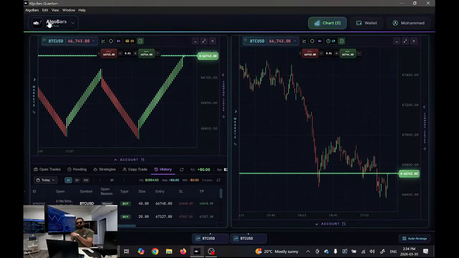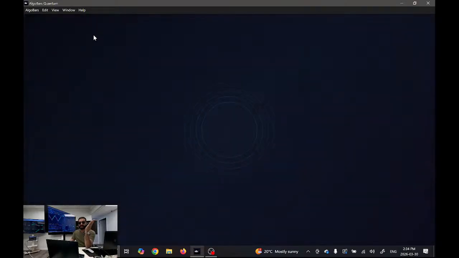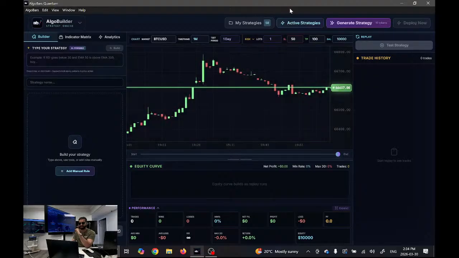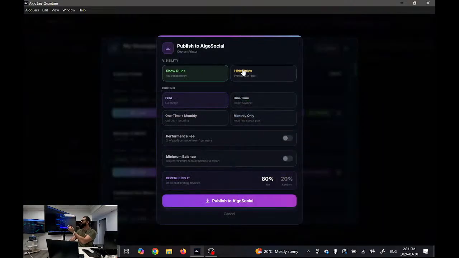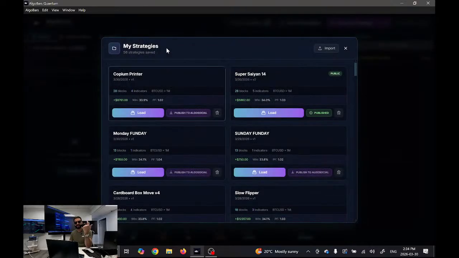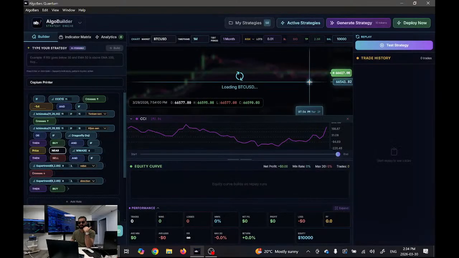Now, one other thing that I want to show you guys is how you can build your strategy. Let me show you a strategy that I just built right here. So I'll go under my strategies. It's called Copium Printer. Actually, what I can even do is publish it to Algo Social, so you guys can download it, but I will not be doing that, because you should go and make your own strategies. But let me load this strategy up and show you guys, okay?